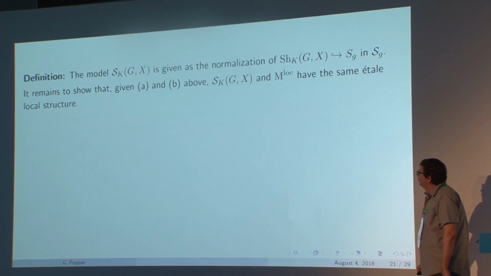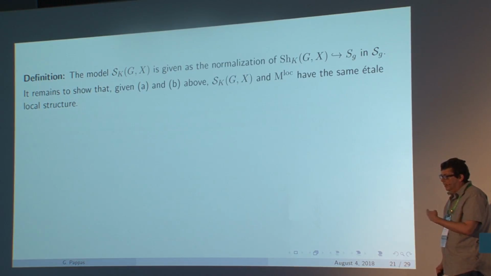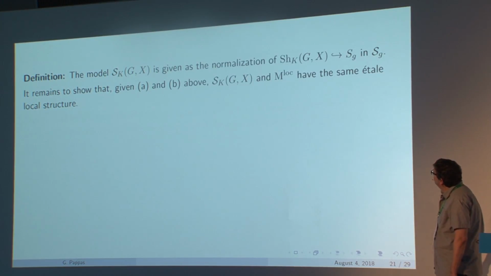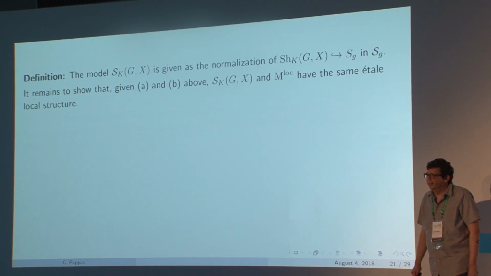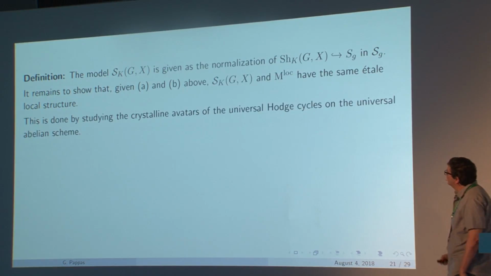And now, of course, what remains to show is, and I emphasize after making this good embedding, A and B, that these have the same local structure. Now, that could be nonsense if you didn't know that M-loc, the local model, is normal to begin with. But it is normal because it has special reduced fiber. So this is a check that we're not being crazy here.